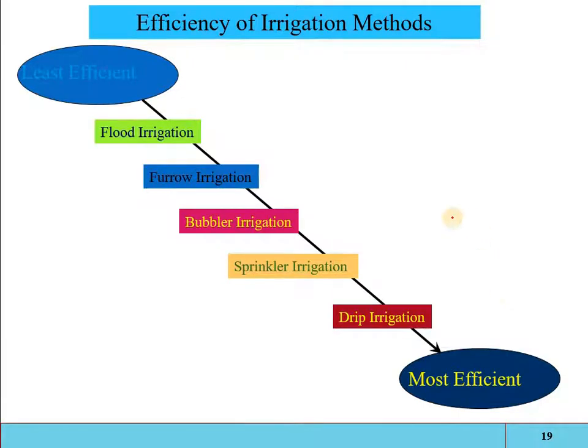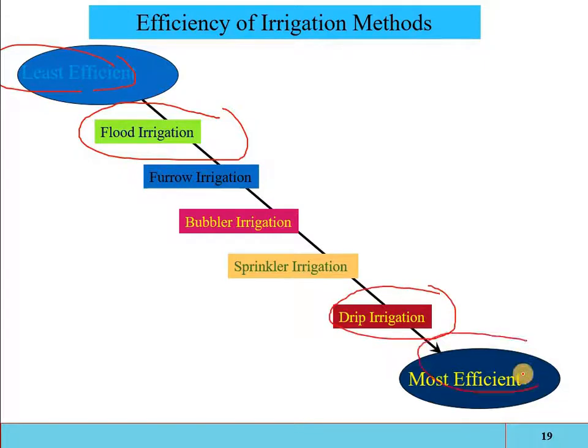Now you can see that this is the efficiency. See, the flood irrigation, meaning the surface irrigation, is the least efficient, and the drip irrigation is the most efficient system. Okay, the flood irrigation or furrow irrigation, these are the surface irrigation systems, and their efficiency is hardly, we can say, from 20 to 30%.